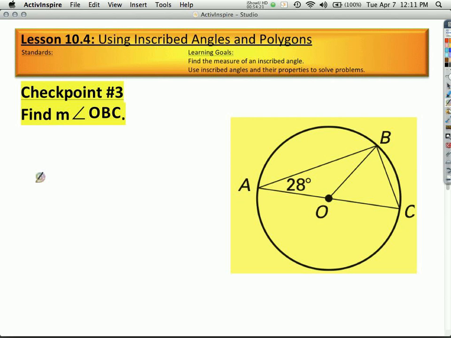Measure of angle OBC? I've got student 21, 24, and 10. Student 21, what'd you get? Student 24. Student number 10. So I've got two students who think it's 62 degrees. It is 62 degrees.